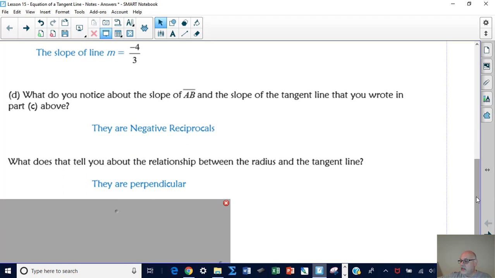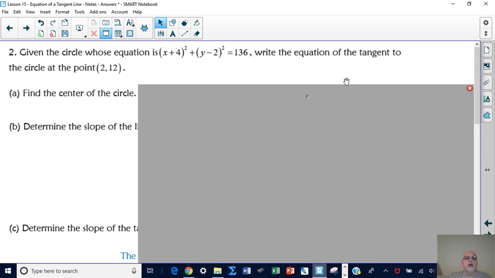So that's how you write the equation of a tangent line. So let's take a look at a different example. This one now has no graph paper. So we have this equation of the circle: (x + 4) squared plus (y - 2) squared equals 136. So write the equation of the line tangent to the circle at that point of (2, 12).